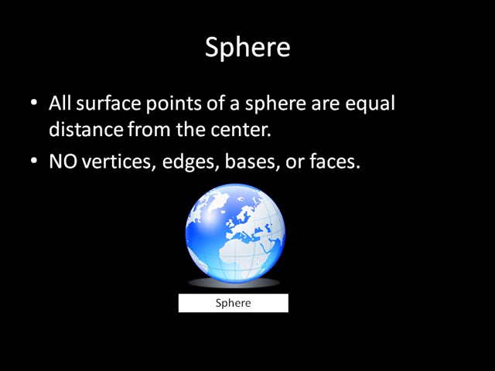Finally, we come to the sphere. In a sphere, all surface points of the sphere are the same distance from the center. And this shape has no vertices, no edges, no bases, no faces.